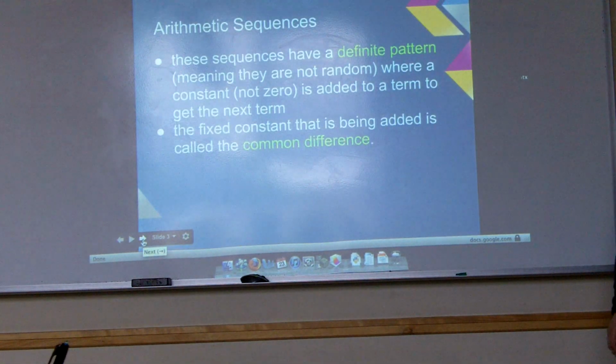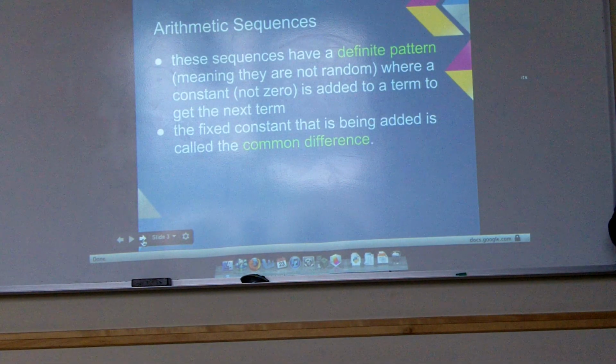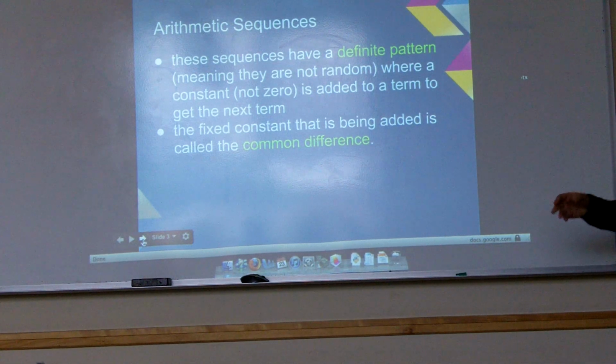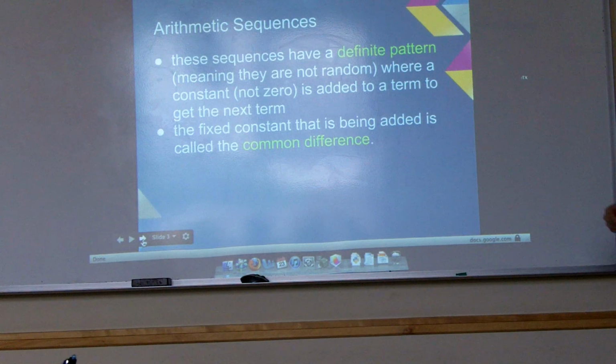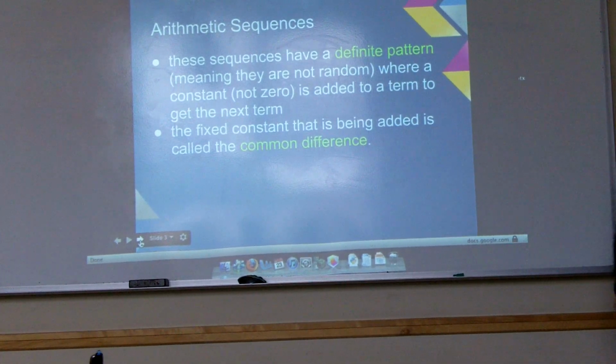So the first sequence that we studied was the arithmetic sequence. This is a sequence which has a definite pattern, meaning the terms are not random. Each term is the previous term plus a certain constant called the common difference added to it. So if you started with 2 and your common difference was 3, you go 2, 5, 8, 11, etc.